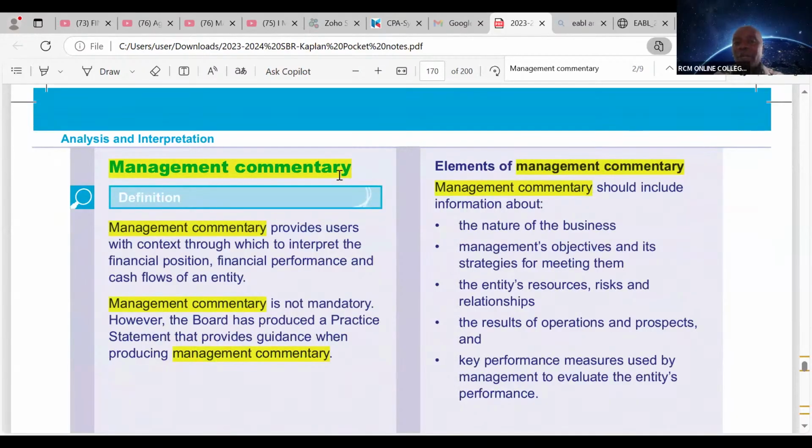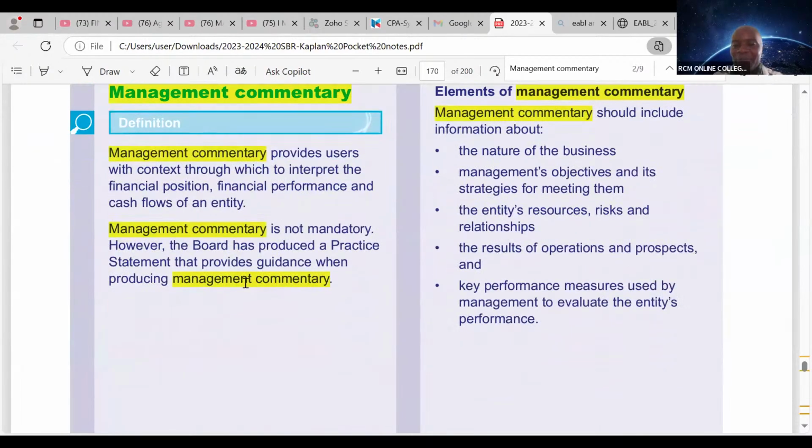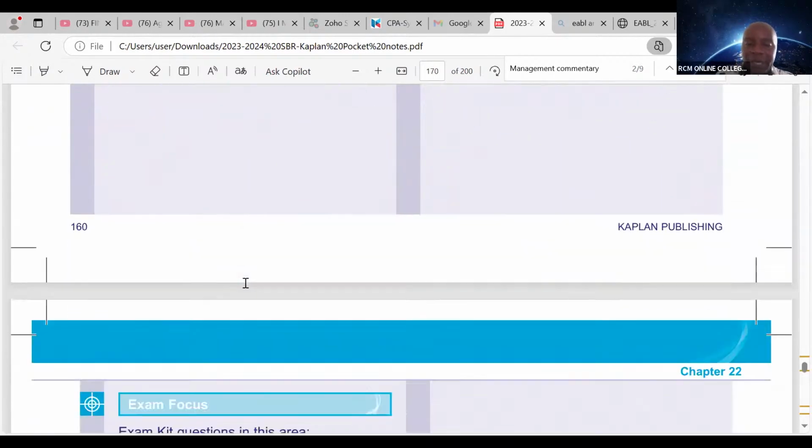Management commentary provides users with context through which to interpret the financial position, financial performance, and cash flows of an entity. Management commentary is not mandatory. However, the board has produced a practice statement that provides guidance when producing management commentary.